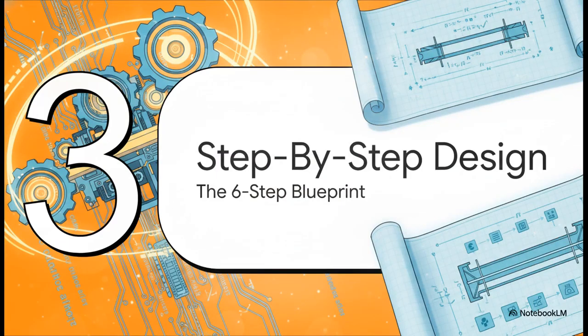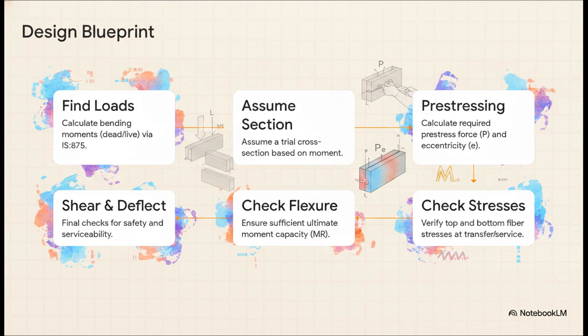So how do we actually apply this philosophy in practice without getting totally lost in the math? Let's look at the step-by-step design procedure. The code actually hands us this fantastic, systematic, 6-step blueprint to tackle any flexural design. First, you determine the bending moments from your dead and live loads. Next up, you assume a trial cross-section. From there, you calculate the required pre-stressing force and its eccentricity.